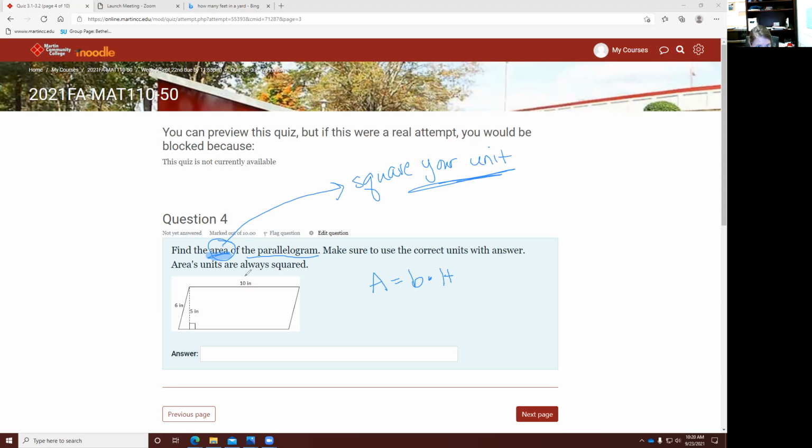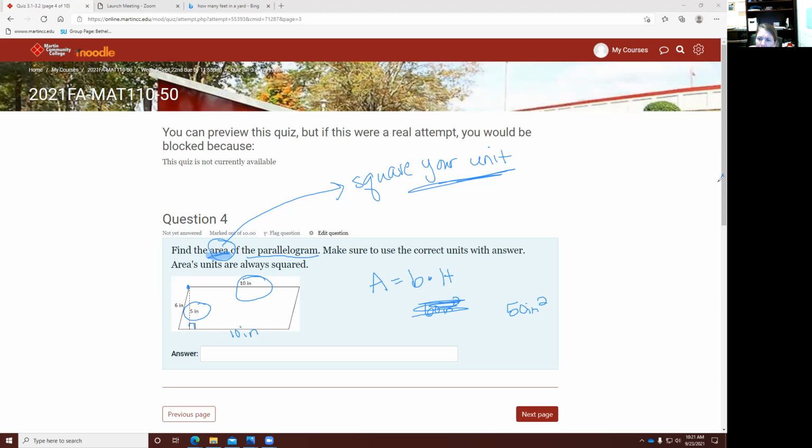Now, when I say base, I mean this is also 10, right? And the height should be the perpendicular height, meaning it's the height from this corner to here. It's the one that makes a right angle. So a lot of you guys put your answer was 60 inches squared, and really that is wrong. It should have been 50 inches squared, okay?